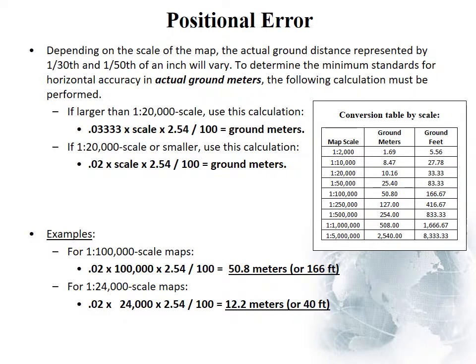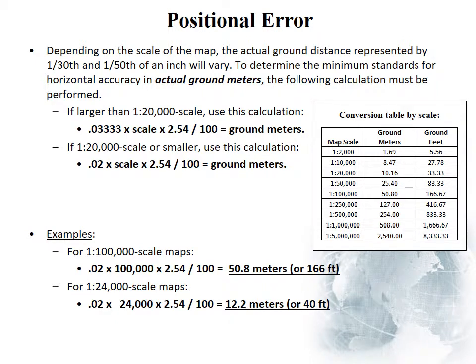So under the U.S. standards, if the scale is larger than 1 to 20,000, you can use the calculation here of 1/30th, so 0.0333 repeating, times the scale number times 2.54 centimeters per inch divided by 100 centimeters per meter, which will tell you how much allowable error there is in meters. If the scale is smaller than 1 to 20,000, then you use a slightly different multiplier, 1/50th or 0.02, times scale times 2.54 divided by 100 to get ground meters.